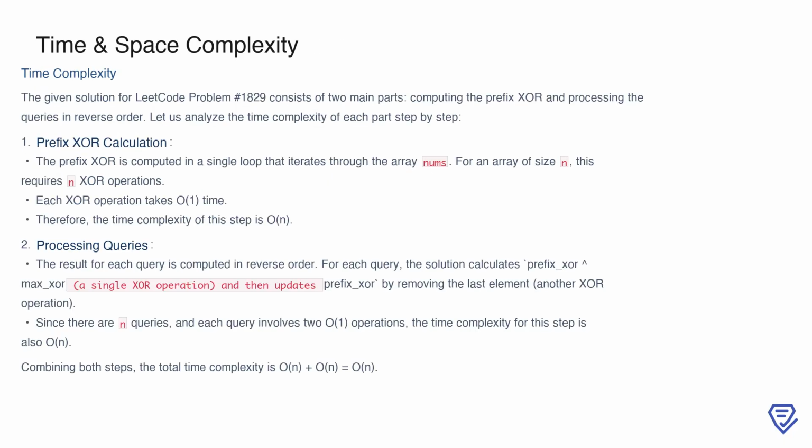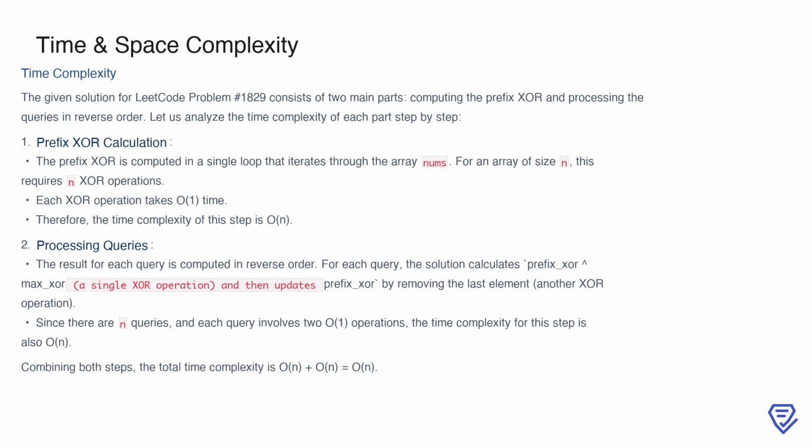Let's analyze the time complexity of the solution step by step. The first part involves computing the prefix XOR for the array nums. This is done in a single loop, where each element is processed once. Since performing an XOR operation takes constant time, O(1), and there are n elements in the array, the total time complexity for this step is O(n).